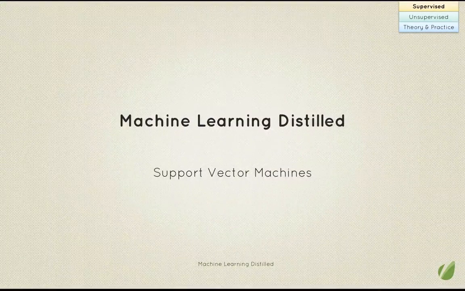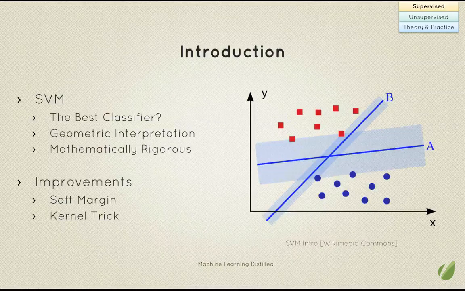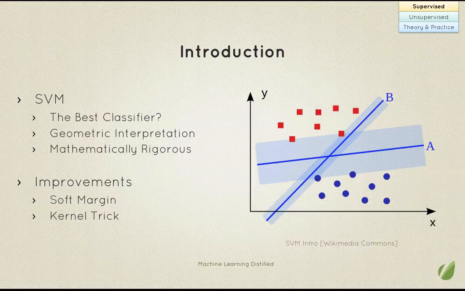In this lesson, we'll be looking at support vector machines. Support vector machines are very popular right now, and a lot of people think they're the best off-the-shelf classifier. Support vector machines are nice because they have a very understandable geometric interpretation, but they're also very mathematically rigorous. We'll look at the basics of how SVMs operate. We'll talk about the soft margin version of an SVM and also the kernel trick.